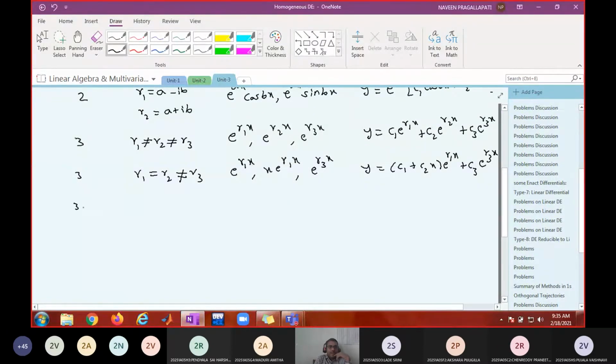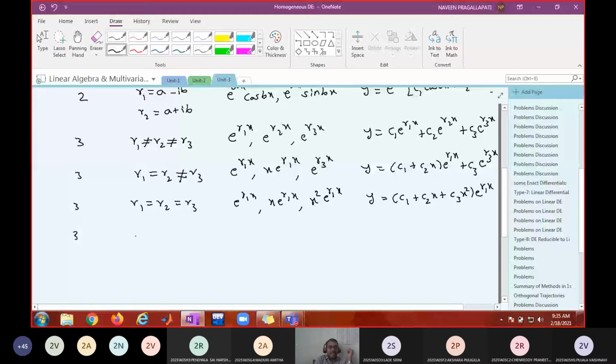Yes, sir. Now, if all the roots are equal, R1 equal to R2 equal to R3, then the independent solutions are e power R1x, x e power R1x, and the third independent solution is x square e power R1x. Therefore, the general solution will be C1 plus C2x plus C3x square into e power R1x. Now, what could be another situation?